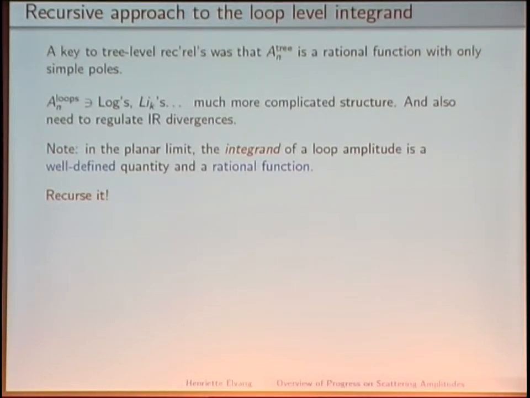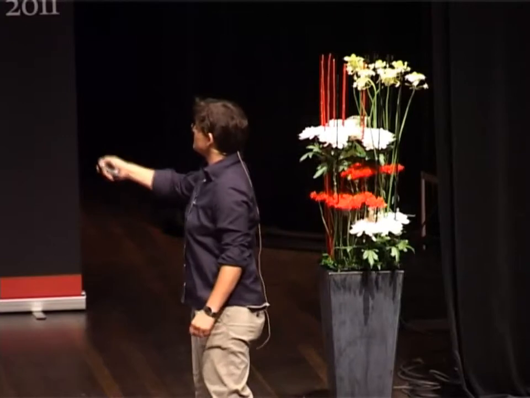But in the planar limit, we can actually keep the concept of the integrand as a well-defined object. You need the planar limit here in order to not get confused about what we actually mean by the loop momentum, since that can be shifted around. So in the planar limit, the loop integrand is well-defined, and moreover, it's of course a rational function. So what are we waiting for? We should just recurse it.